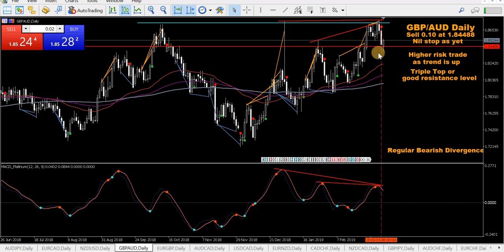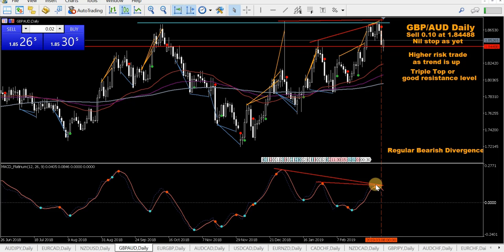Pound Aussie might be a different story though. Took a sell this morning. It's a high risk trade. You can read my notes. I'll just slow down the video or pause it and just read my notes. Had this beautiful looking triple top up here. So price came up, bang, bang, bang. It looks like it might be holding.